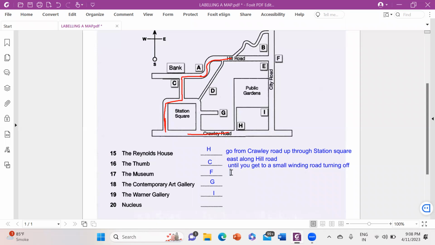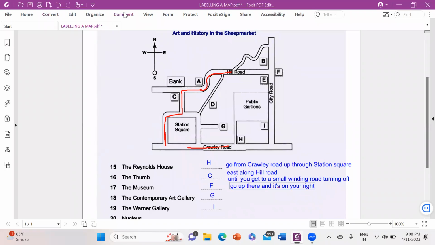And then after that they said, go up there. This means once you get this winding road, go up there, go up. And it's on your right. Guys, when I go up here like this, what is to my right? B, right? So the answer has to be B.